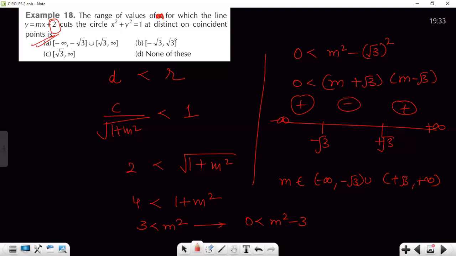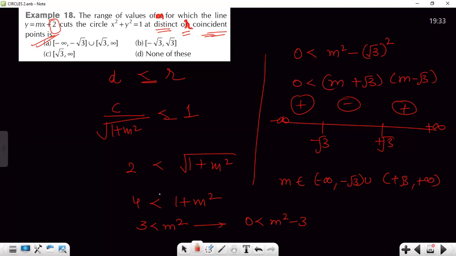Now see one thing. At distinct, it should be R. Yeah, there are a lot of misprints. Distinct or coincident points, so the coincident situation will be inculcated. We'll take D equals R, then the line becomes a tangent.